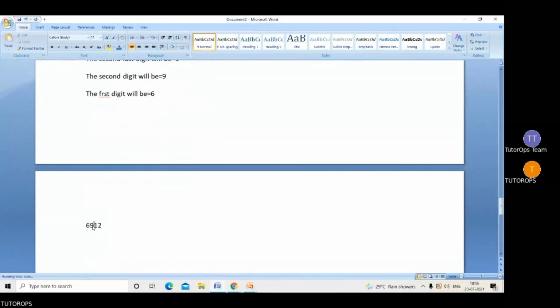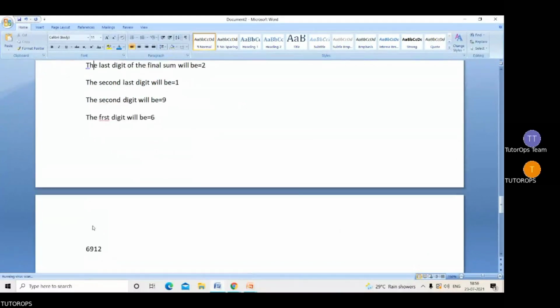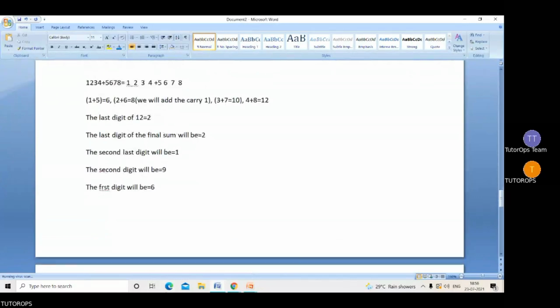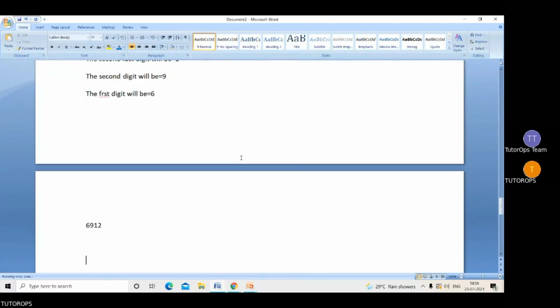I am just rectifying it. In this case, the second digit was 2 plus 6, 8, right? The addition of the second column numbers was 2 plus 6, 8, and that 8 will be added to the carry 1 to give 9. So the second digit will be 9. Yes. So the final result will be 6912.